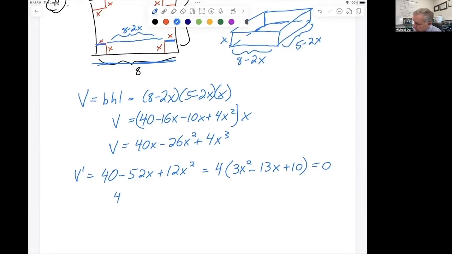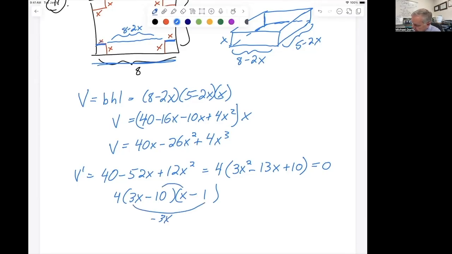So I need to factor this. So I have a 3x and an x, and it's going to be a minus and a minus. And so two things that multiply to be 10 in this case. And then when I put them in here, I'm going to get 13. And I think it will be a 1 and a 10 here. And I can check that. This is going to give me a 3x.